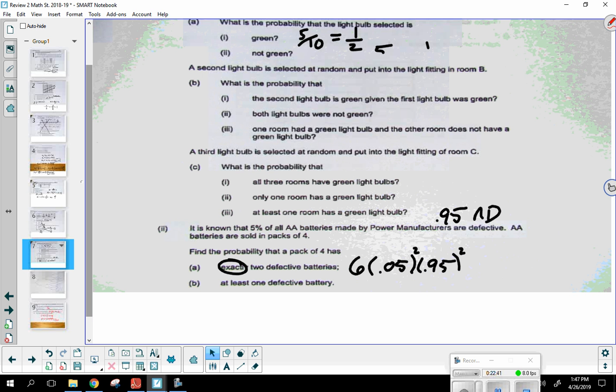Okay, how do we get the 6? There are 6 different ways that you can have 2 defective. The first and second, the first and third, the first and fourth, and then just go and do that. Okay.